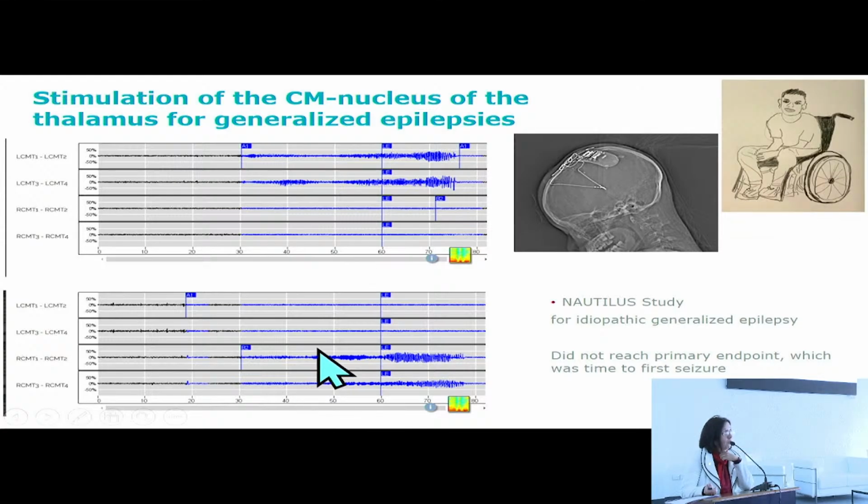There was a study called the Nautilus study for idiopathic generalized epilepsy with the RNS, also in the CM nucleus. Unfortunately, the study was not very well designed, and it did not reach its primary endpoint, which was the time to first seizure. So it doesn't mean it's not effective. We had 2 patients in the Nautilus study who did very well. However, we will see where this will play out in the future.